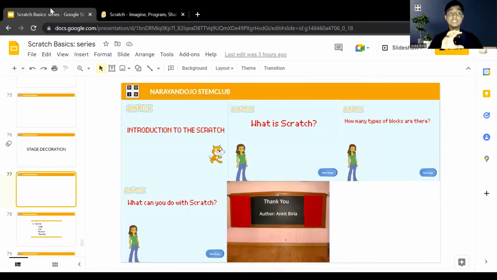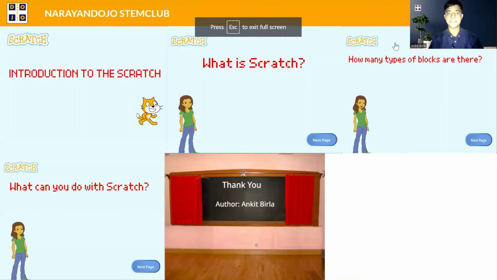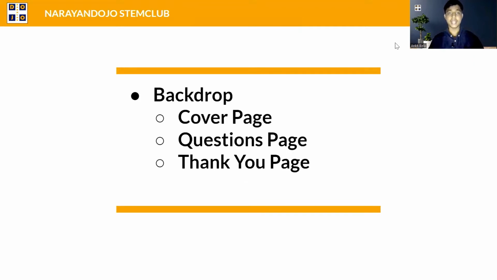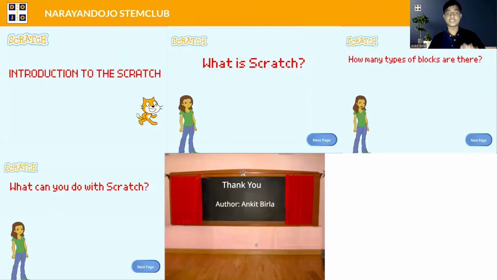So first of all, come on the slides. So we are done by adding the following sprites like Scratch logo, cat sprite, button sprite, and also the teacher, which is Abby. And now we need to add the backdrop. So first one for the cover page or for the title of the book, which is the introduction of the Scratch. The next backdrop for the questions. So there are the 3 questions are there as you are able to see on the screen.